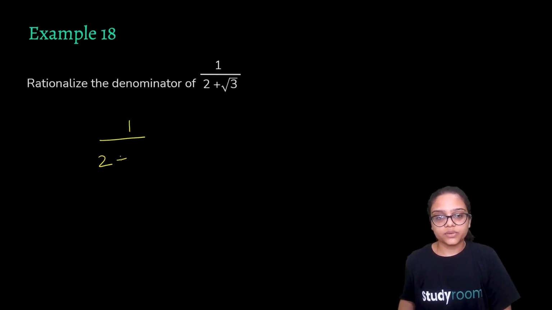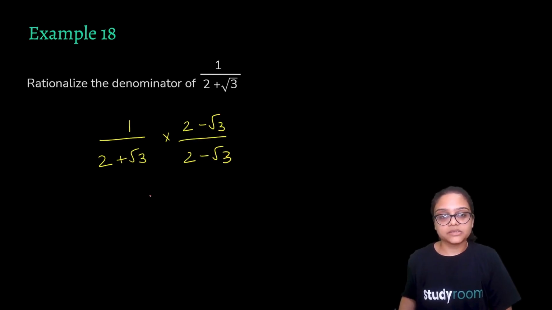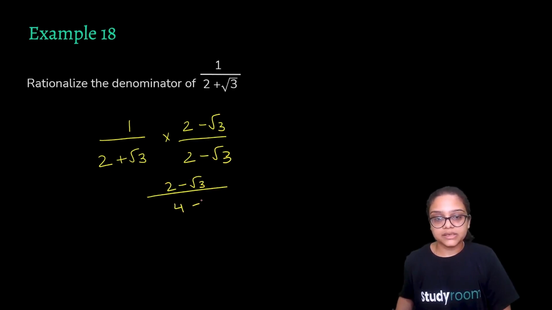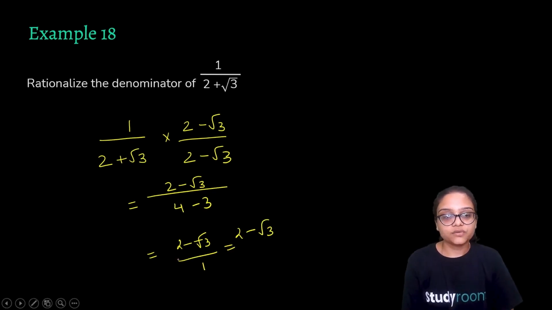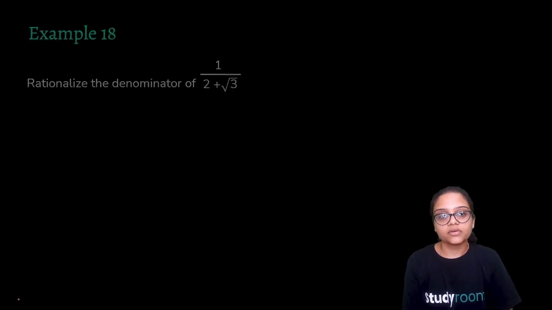This isn't tricky, don't panic. We'll simply multiply with its negative, above and below, because we know for a fact that (a plus b) into (a minus b) is a square minus b square. So the numerator remains 2 minus root 3. Your denominator becomes 4 minus 3, so it is 2 minus root 3 divided by 1, which is simply 2 minus root 3. We have rationalized the denominator because 1 is rational.